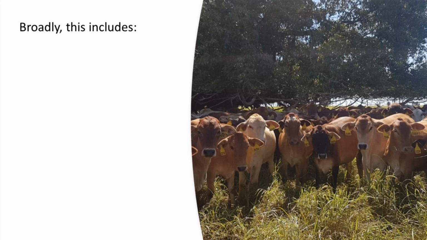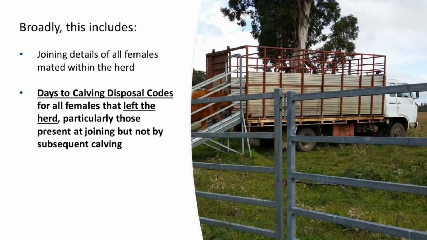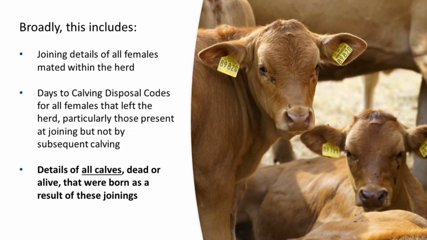Broadly, this includes joining details of all females mated within the herd, Days to Calving disposal codes for all females that left the herd, particularly those present at joining but not by subsequent calving, and details of all calves, dead or alive, that were born as a result of these joinings.